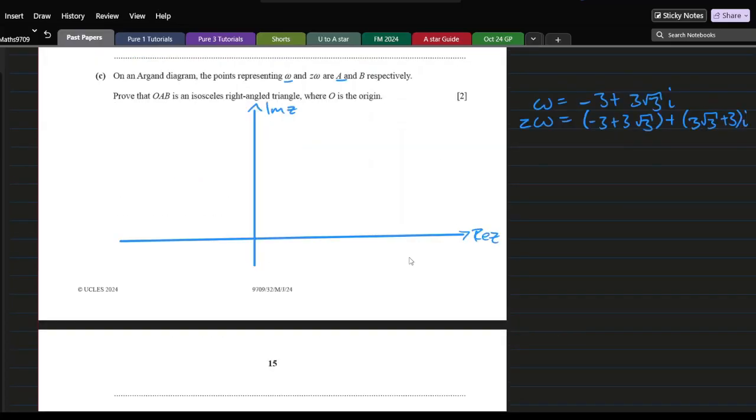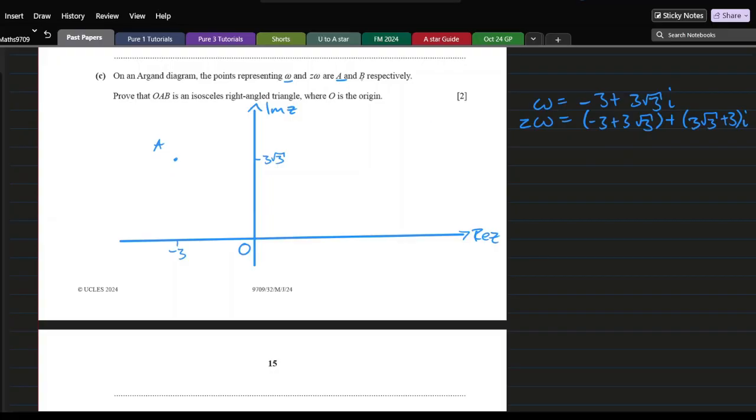Okay, so let's start with omega. Our origin is here. We want omega. Omega is negative 3, so negative 3, let's put it somewhere here. And then 3 root 3i, that is 5 point something. So 3 root 3, I'll say that's somewhere here. Try to be as accurate as you can. And so this here would be our point A.